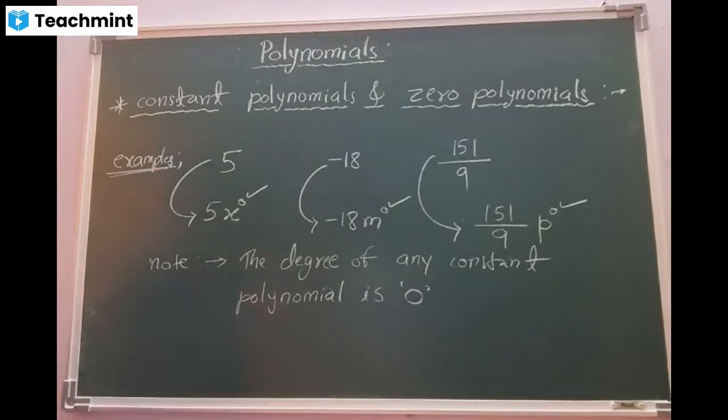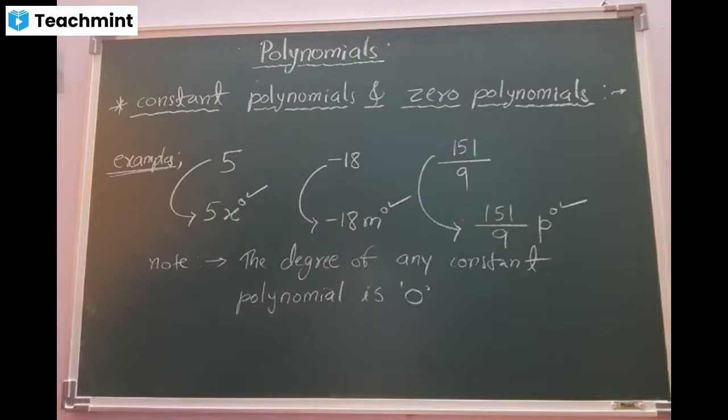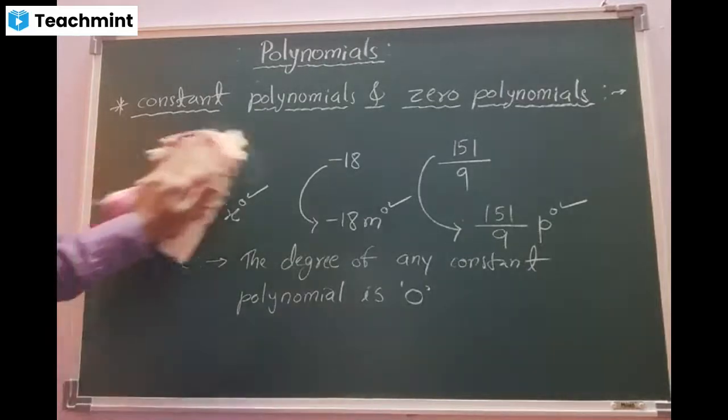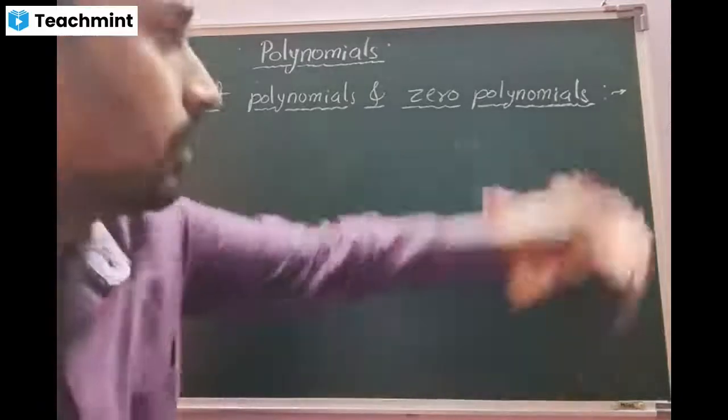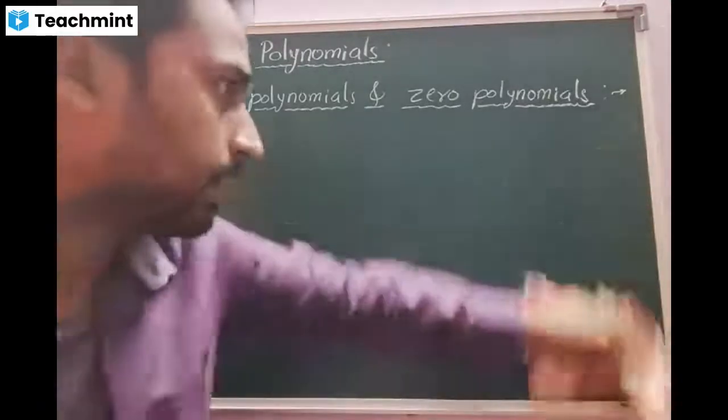Write down fast. Done? Beta, now make one more paragraph wherein we will talk about the zero polynomial. Okay, beta?